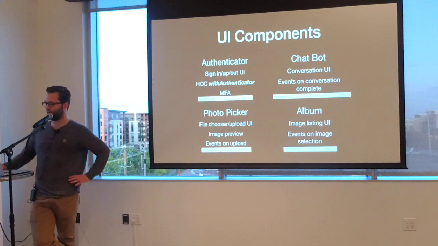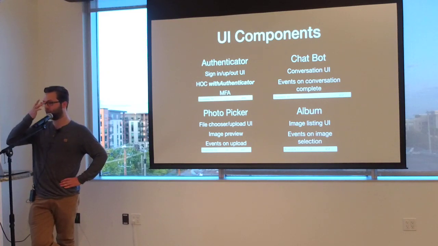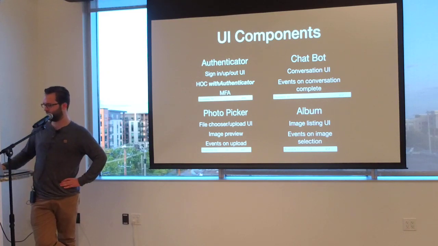And then it has a chatbot, which I haven't really looked into at all. And then a photo picker and an album, where all you really have to do is pass it a path parameter, because it'll already know where your S3 bucket is, based on your deploy bucket from configuring your whole Amplify project. So they're pretty easy to use.